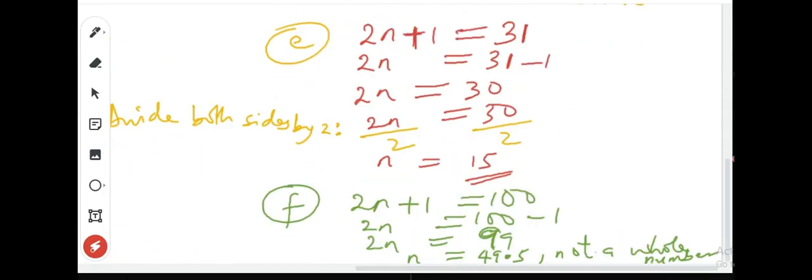We need whole number sticks, one full, another full, to complete the pattern. But the answer we're getting here is 49.5 when we divide both sides by 2. 2n is equal to 99, so 99 divided by 2 gives us n equal to 49.5, which is not a whole number, so it can't work.